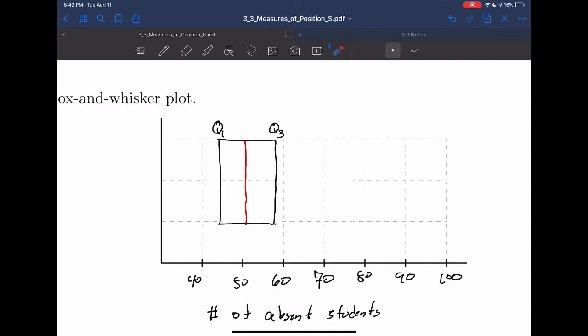Once you have this, we want to draw our whiskers. Let's look at the left whisker. We want to draw a line all the way to the smallest value that is a little bit bigger than our lower bound. In this case, it's 41, somewhere around here. Then to draw our right whisker, we draw a line to the largest value in our dataset that is actually less than our upper bound. In this case, it's 77.